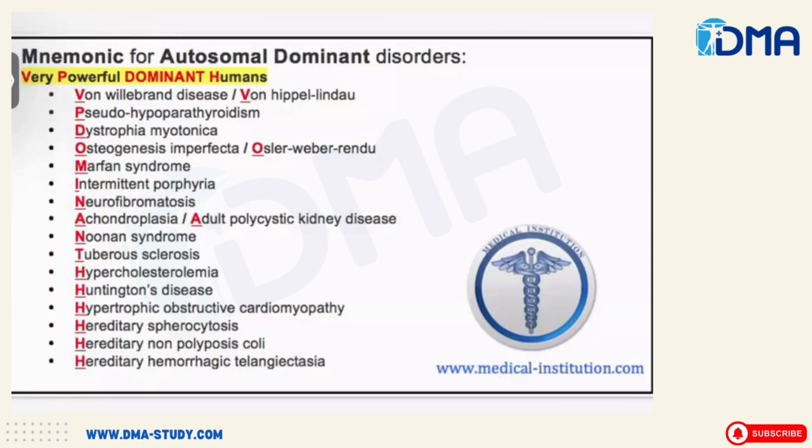I usually remember this osteogenesis imperfecta. It is most commonly asked. And this Marfan syndrome, neurofibromatosis, achondroplasia, polycystic kidney disease, then hereditary spherocytosis, Huntington's disease. I usually remember this disease and along with this von Willebrand's disease. These diseases, you cannot afford to forget that it is an autosomal dominant way of transmission.